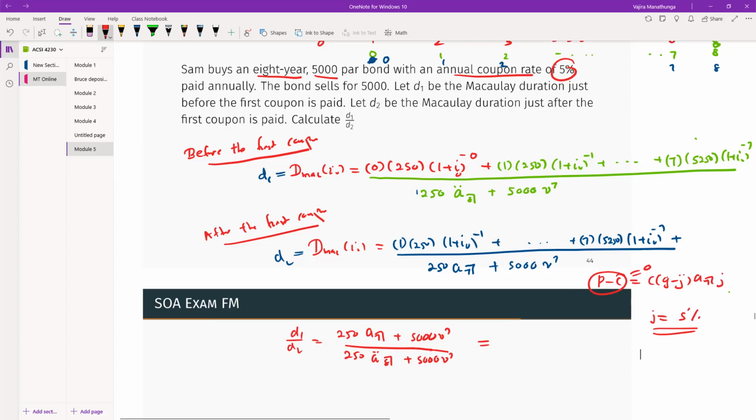Okay, so let's use our calculator. For A7, N equals 7. Rate is going to be 5%. I mean, the payment is actually 250. Present value is what we want. Future value is 5,000, and we get the top part. Okay, so let me do the calculation.